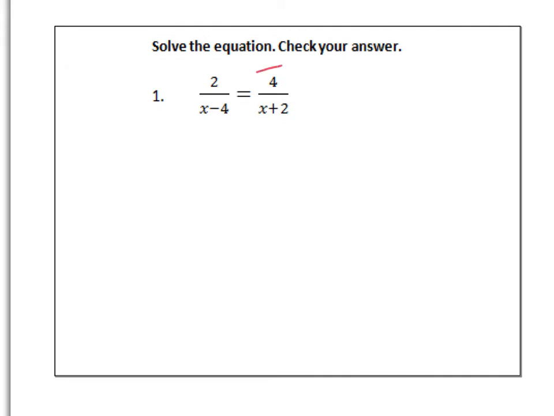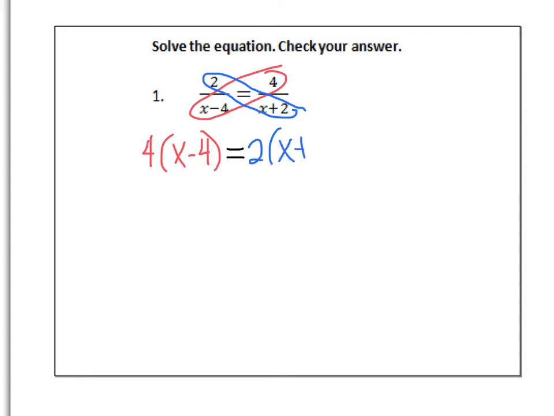So we'll multiply 4 times x minus 4 and set that equal to the other cross product, which would be 2 times x plus 2. Now we're going to distribute on the left side, so we're going to multiply by 4. So I have 4x, and then the 4 times negative 4 is negative 16, equals, distribute on the right, 2 times x is 2x, 2 times 2 is 4.